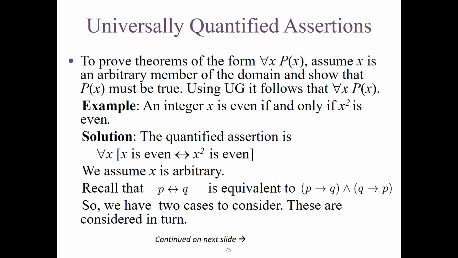Let's see an example: an integer x is even, then x squared is even. The complete sentence behind this example is: for all x, if x is even, then x squared is even. And when x squared is even, x is also even. So this is a biconditional statement.